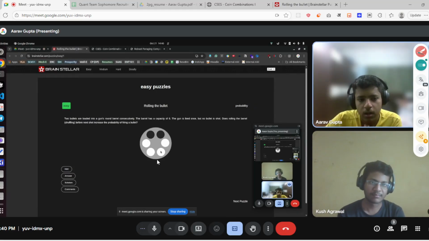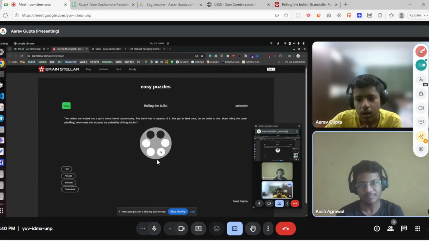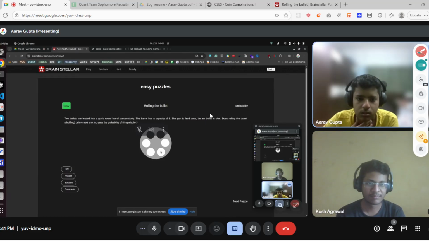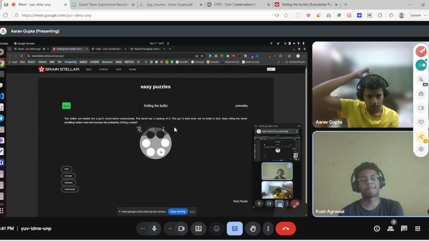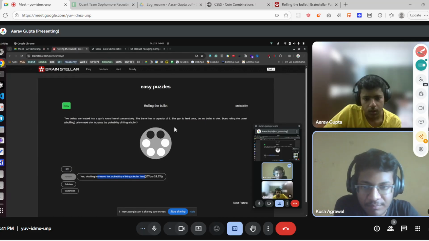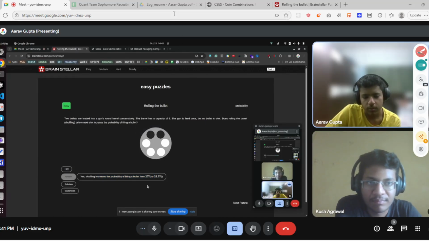And if we roll the barrel, then the probability of it is 1/3. So you should roll the barrel. Okay. See the answer. Yeah, so shuffling makes it go from 1/4 to 1/3.